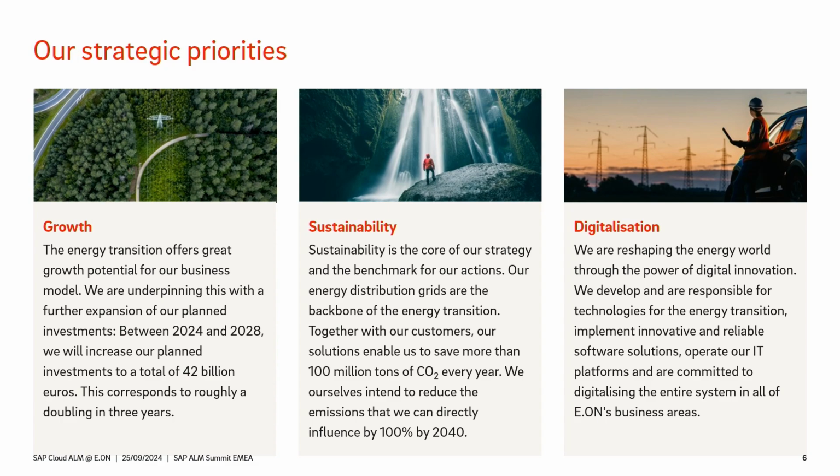We do have 3 strategic priorities, which are growth, sustainability, and digitalization. I'm going to skip the first 2 ones, but would like to highlight the third one, this digitalization. E.ON is about to become an all-digital company, and one part of this is that we operate our IT systems or platforms preferably on our own. And this is a nice link to this summit here, as Cloud ALM is supporting us in doing so.